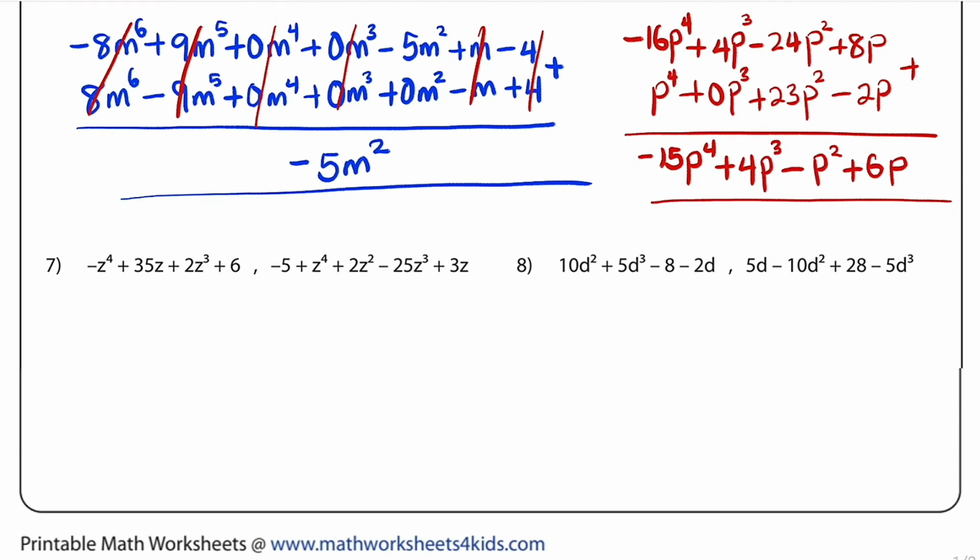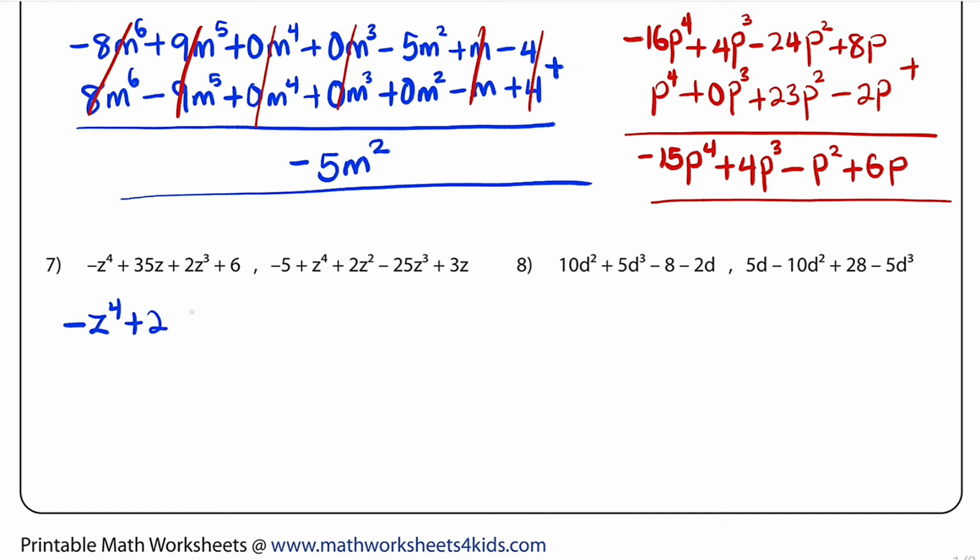Then the second to the last question, we have two polynomials here. The first polynomial has a degree of 4, while the second one has also a degree of 4. So we can start with either one. So we have negative z to the power of 4 plus 2z to the power of 3 plus 0 z to the power of 2. Then plus 35z. We have our constant, which is 6.